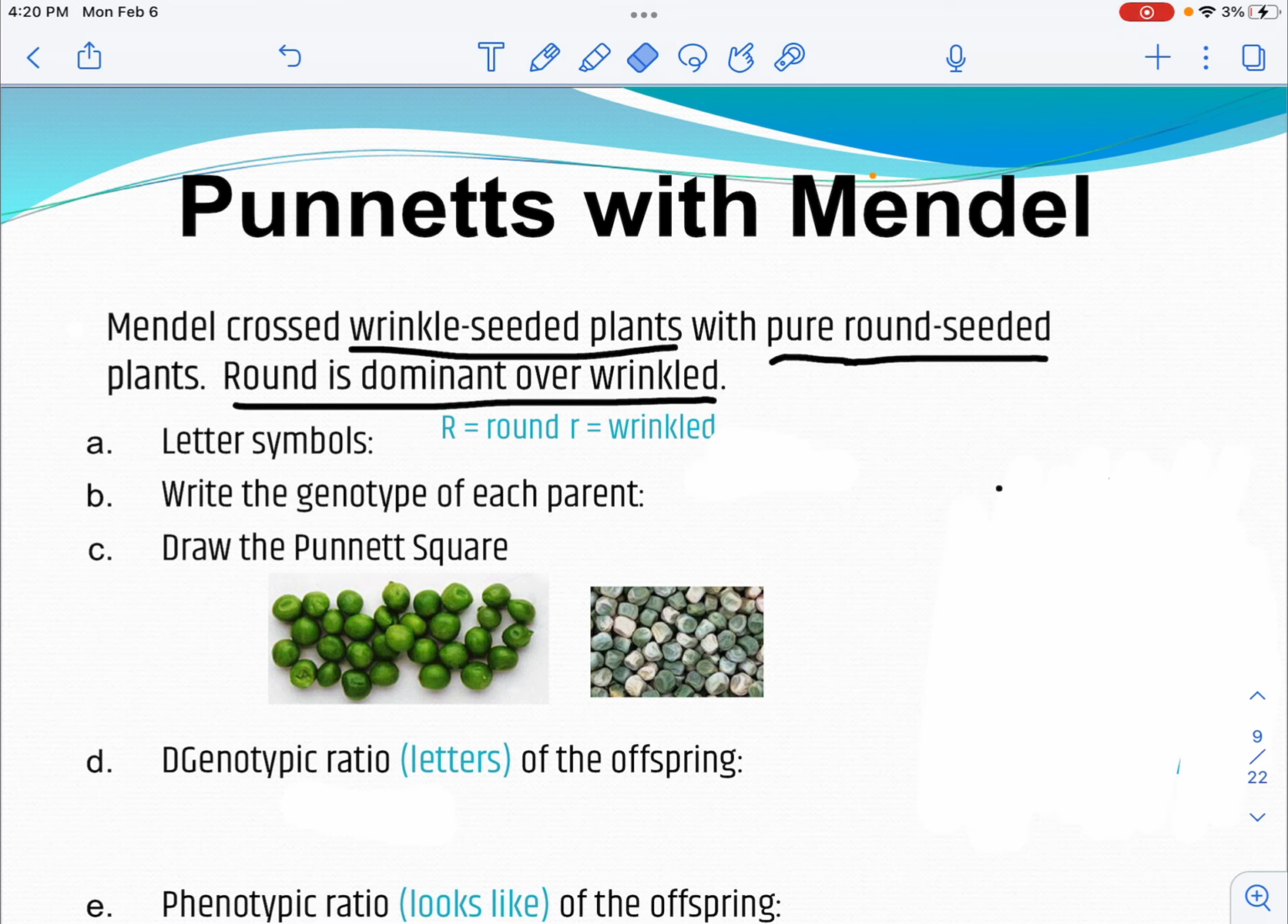Now let's figure out the genotypes of each parent. We know we are crossing a wrinkle-seeded plant, so that has to be little r, and then a pure round-seeded plant. So that is going to be big R, big R. If you see the word pure, homozygous, purebred, all of those mean homozygous, or two of the same, as we can see from there.